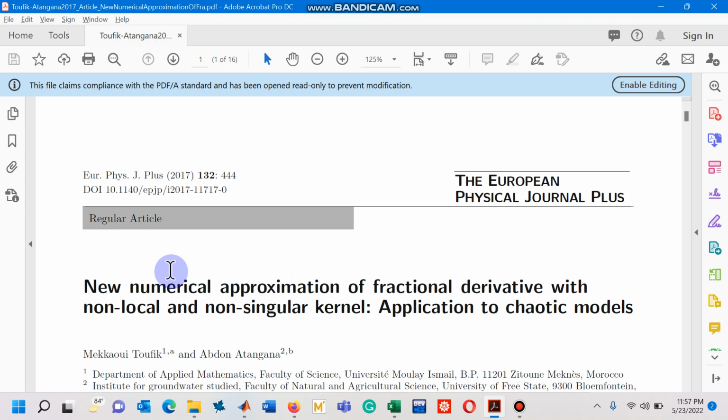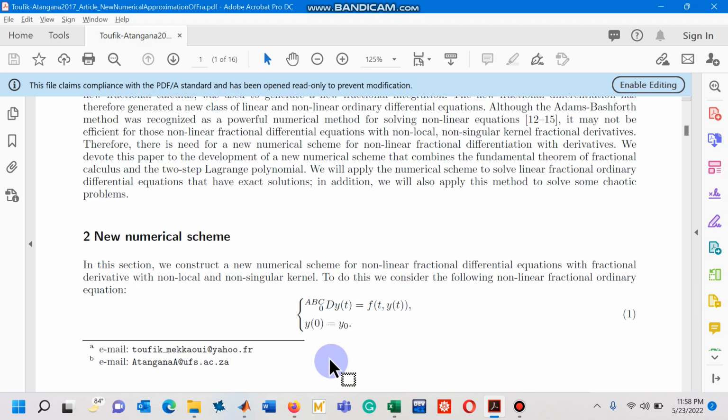The title of the research paper is New Numerical Approximation of Fractional Derivative with Non-Local and Non-Singular Kernel: Application to Chaotic Models. The research paper was written in 2017 by Professor Toufik and Professor Atangana. So these two professors proposed a numerical technique to solve this kind of fractional differential equation.